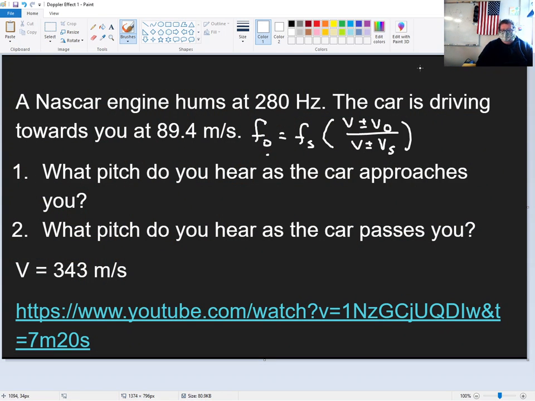So, it's actually pretty easy. Really, these questions are hard, but the hardest part will be the sign if you miss the sign. Otherwise, it's pretty straightforward. The observed frequency, that's what we're looking for. What do you hear? What pitch do you hear? That's going to be the observed frequency.